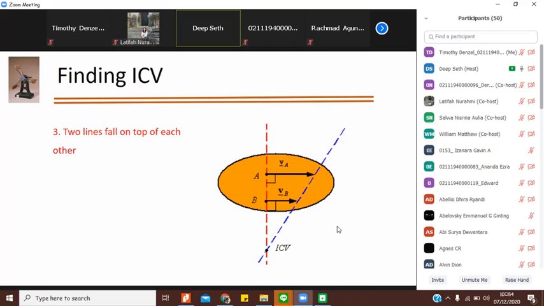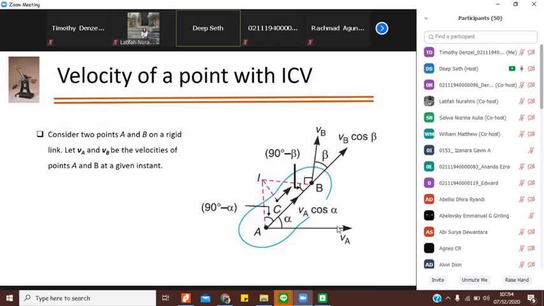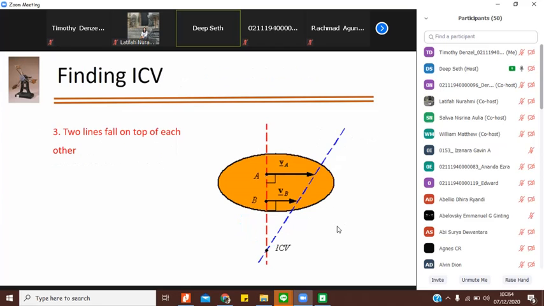Yeah. So now one more thing we will see is when two lines fall on top of each other. Okay. So let's say you have point A, point B, and both the velocity directions are in the same direction, but this body is actually rotating. Okay. So whatever is the velocity of A, its axis will be passing from the ICV, and B is also actually on the same axis, and the direction is also the same, so it's passing from the same axis. But how will you find the ICV?